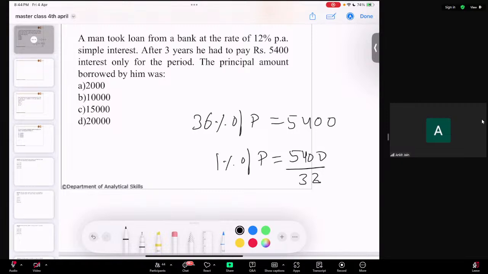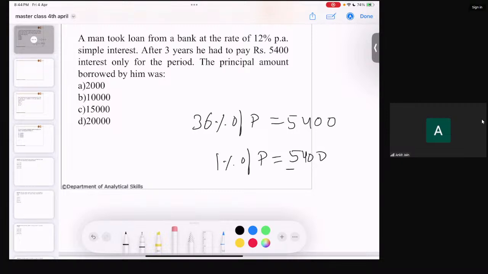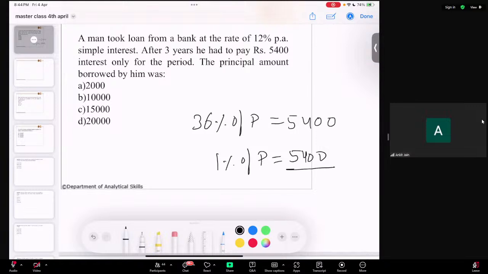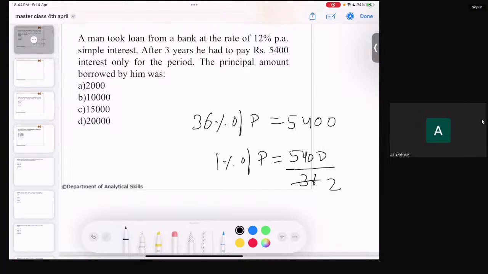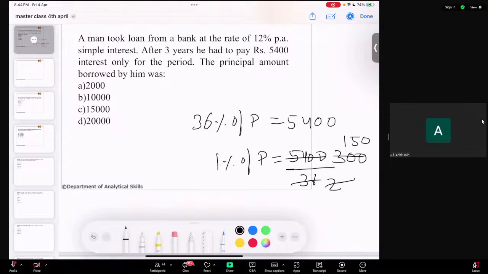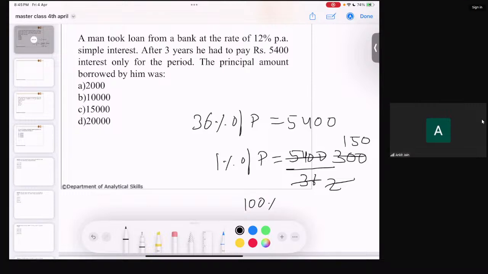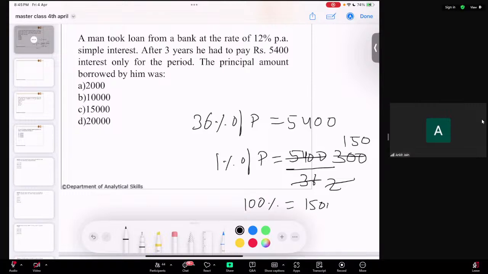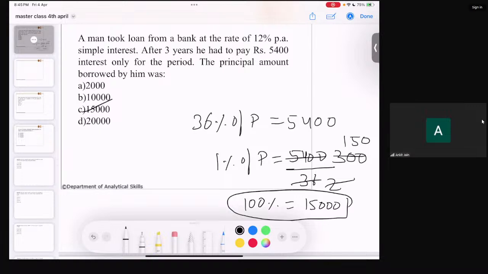18 twos are 36. 18 threes are 54. So this is 150. 1% is 150. 100% is 15,000. 15,000 means answer is C option.